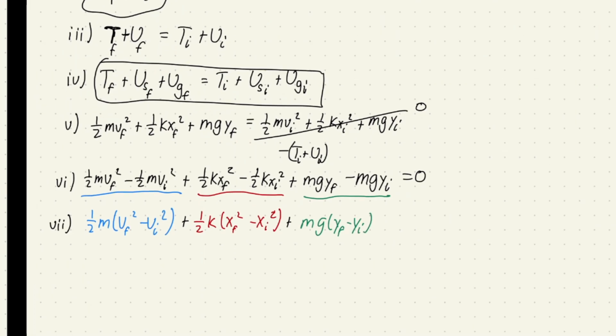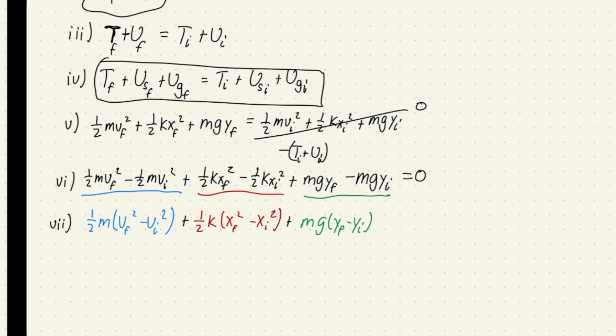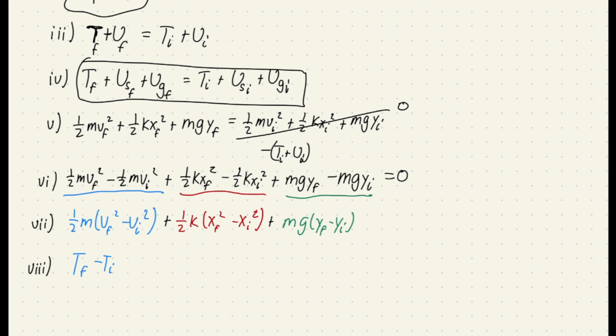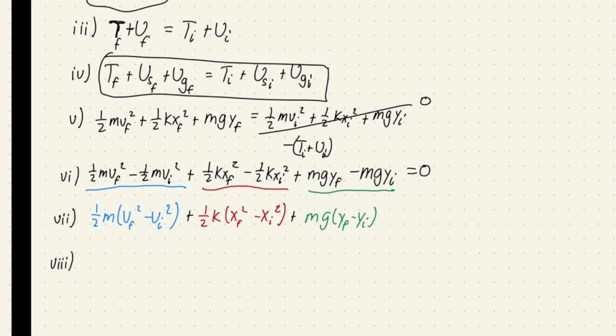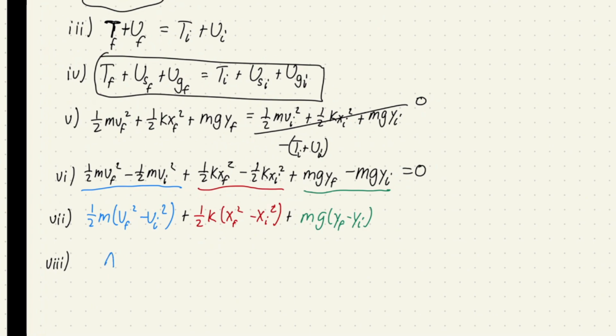So this blue stuff is going to be basically T final minus T initial, right? So I can rewrite that as delta T. The whole term will be delta T. My red stuff, that's basically delta U sub s. There we go. Had to think of all the letters in the alphabet first. And then my stuff in green, that's going to be delta U sub g. And all of these things, when I add up these three changes, I will get 0.